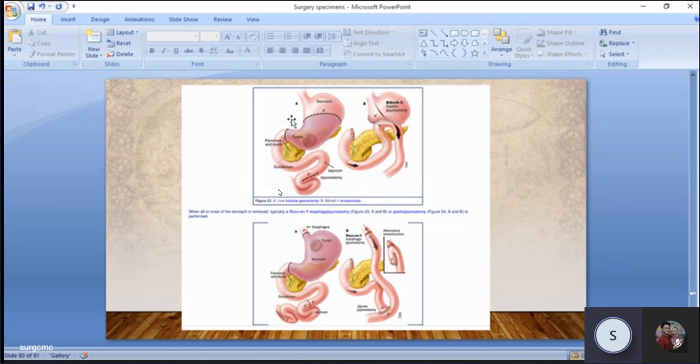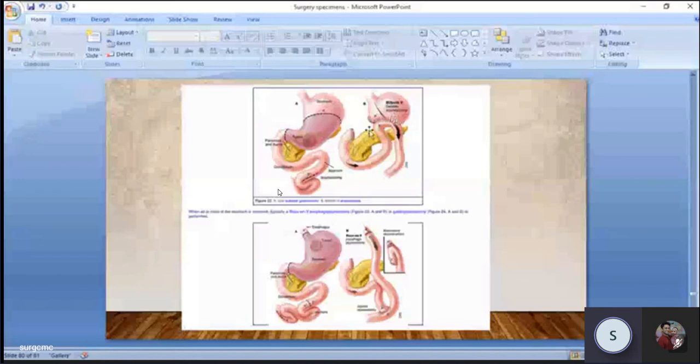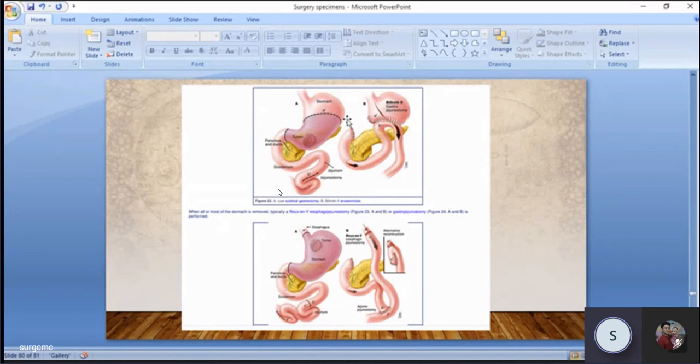You should know the staging of carcinoma stomach and what surgeries have been done. For distal gastrectomy, we usually do Billroth type 2 gastrojejunostomy, in which we remove this part, close the proximal duodenal stump, and pull up a loop of jejunum and attach it to the remaining part of the stomach. This is Billroth type 2. If the tumor involves the proximal, fundus or cardia part of the stomach, then we have to do total gastrectomy with Roux-en-Y reconstruction, esophagojejunostomy.